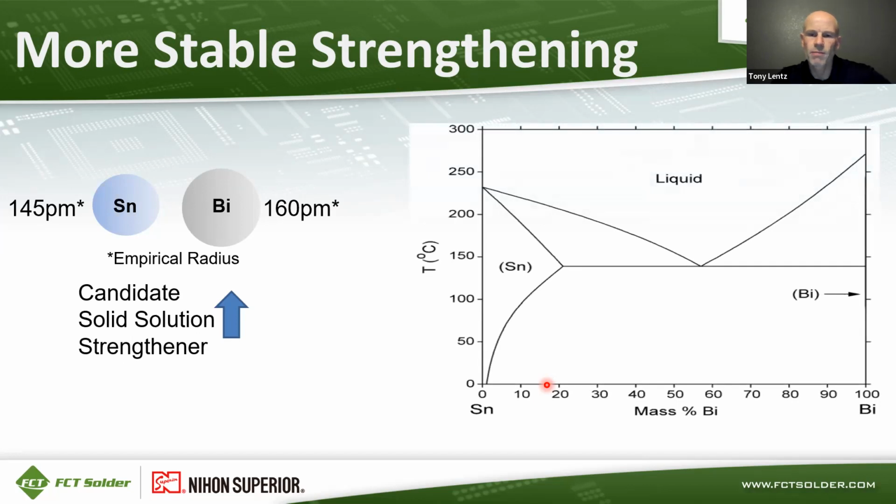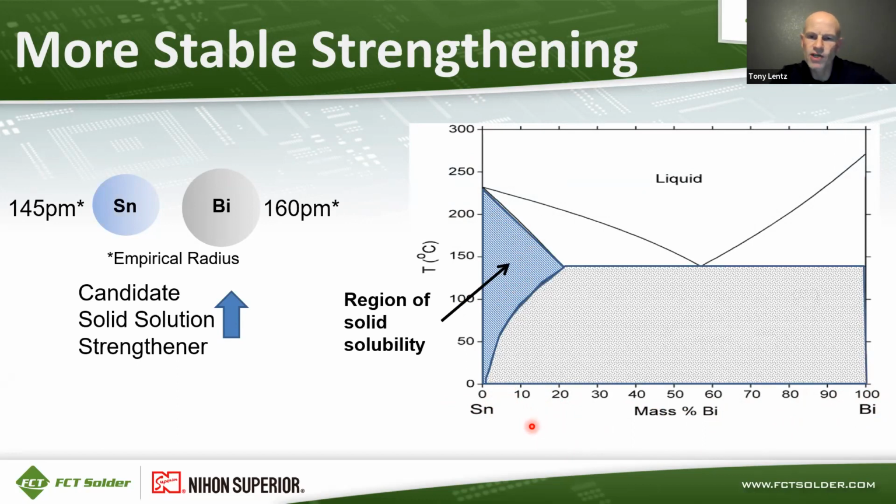Here's the phase diagram between tin and bismuth. So tin is at 0 on the left and 100% on the right, and bismuth is at 0 on the left and 100% on the right. Let me get that correct. And then temperature is on the y-axis here. So here on this blue highlighted region, you've got concentrations of bismuth that are soluble. So they will form a uniform solution in the tin matrix. So that's the region of solid solubility.